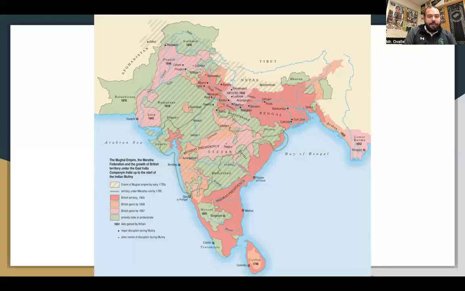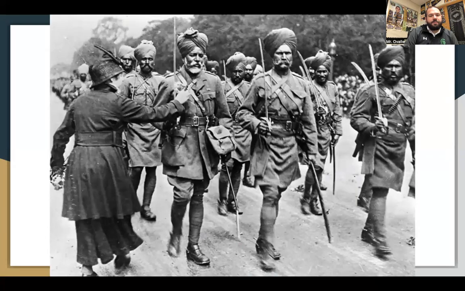This is again another map of India showing how Britain gained slowly from red to orange, okay, to pink, and then green was added as like protectorates. These are the sepoys, probably getting yelled at right now.